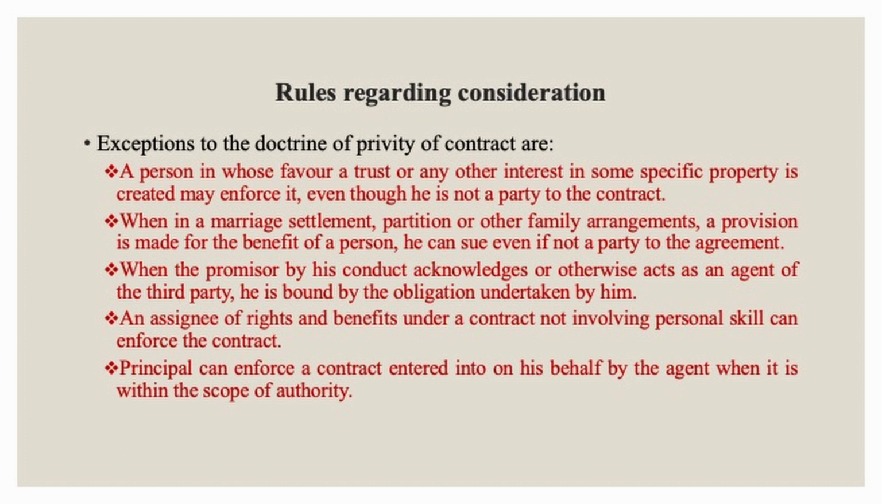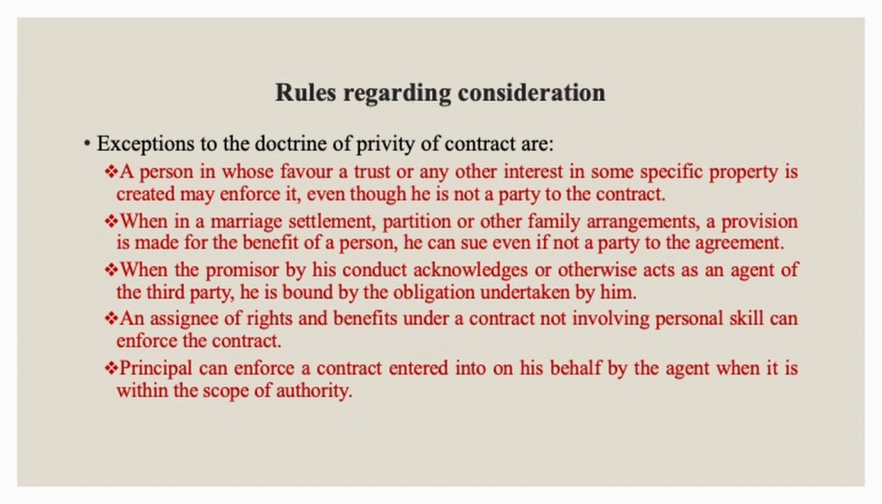Where the promisor by his conduct acknowledges or otherwise acts as an agent of a third party, there is an obligation incurred towards the third party. Where A accepts rupees 10,000 from B to be paid to C and admits the receipt of the money to C, C can recover the amount from A, though the transaction was between B and C, as A is regarded as the agent of B.